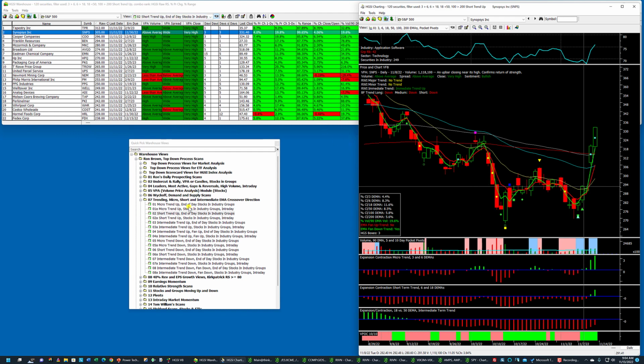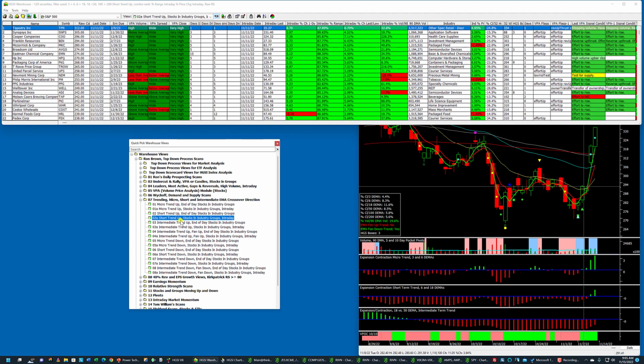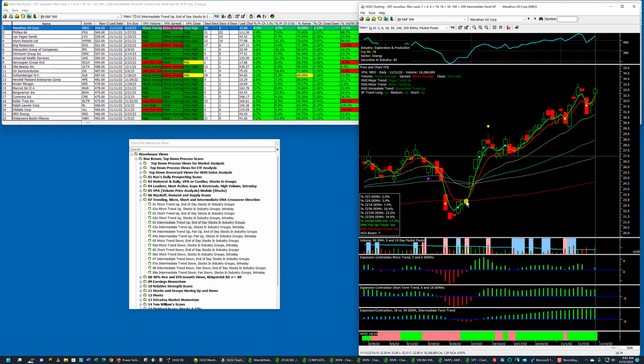Okay, now let's go down to the next one. Now here's the intraday. I have intraday and end of day for both. Now let's look at the intermediate term trend. With this one, all 3 are going to be positive. So if I click on this one, you can see that the 3 is above the 6 here, 6 is above the 18, and the 18 is above the 50. The VPOC is positive.